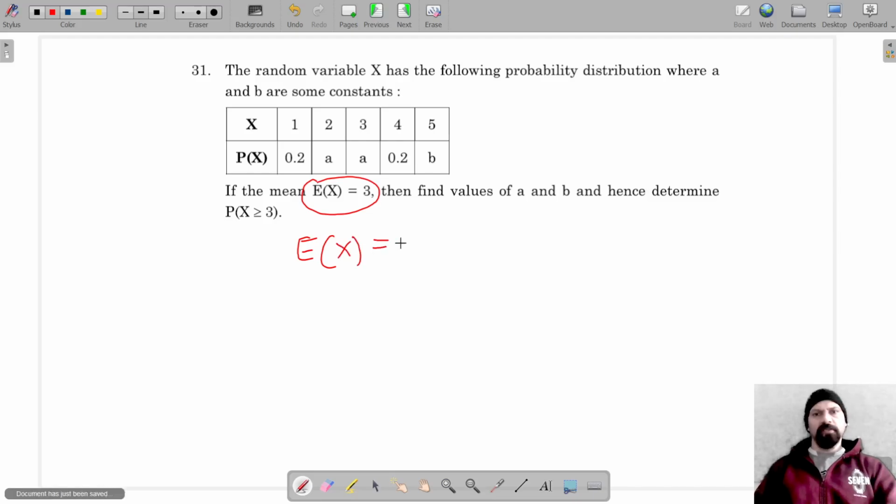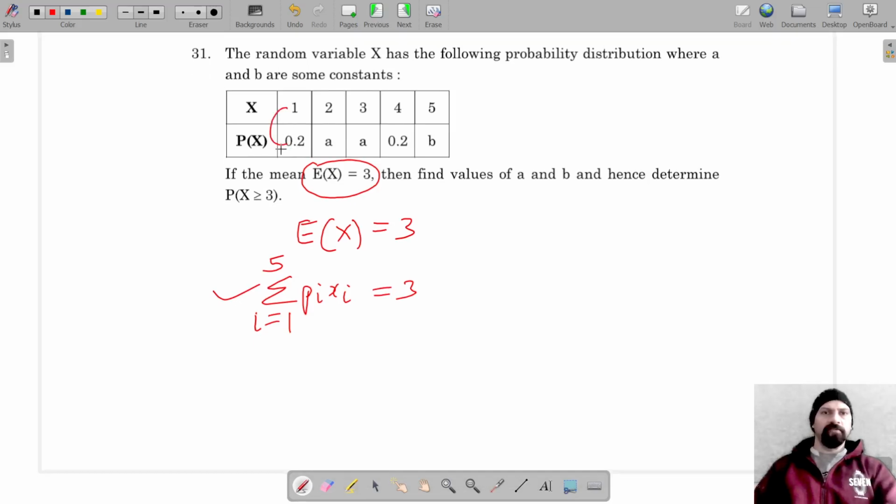Now the mean is 3, and how do we find the mean? So the mean is actually the summation of pi into xi, where i goes from 1 to 5, where it takes the value of the random variables, and this is equal to 3. So this is the sum of the product of the random variable and its respective probability. So let's get that.